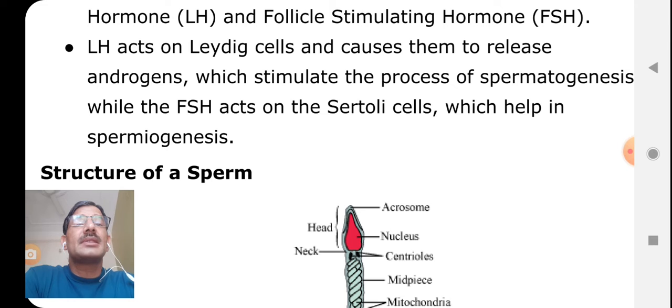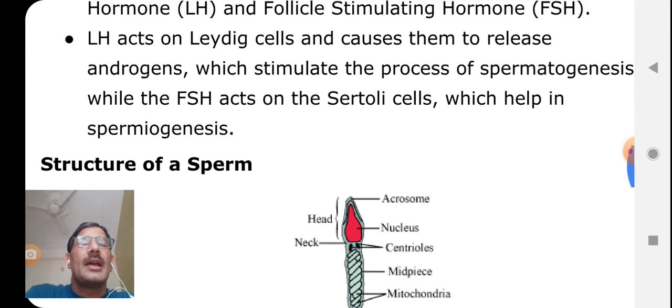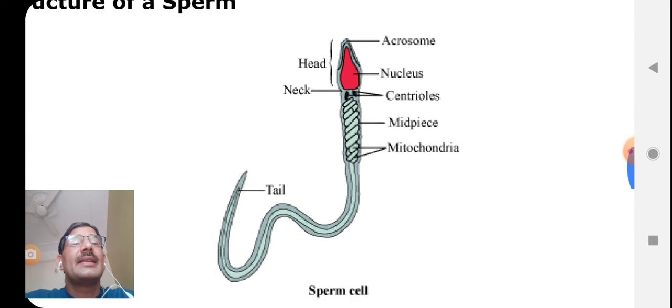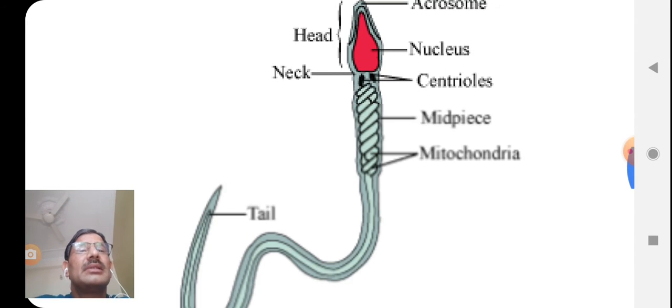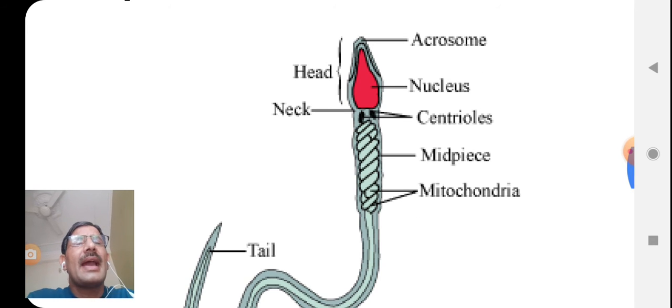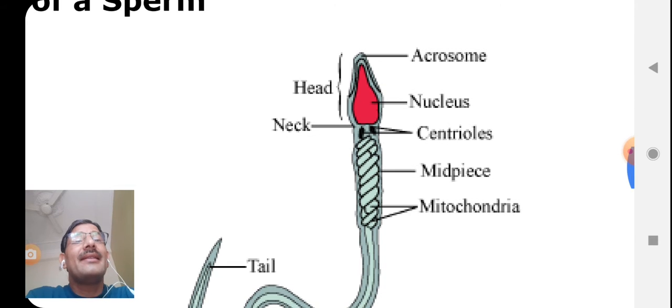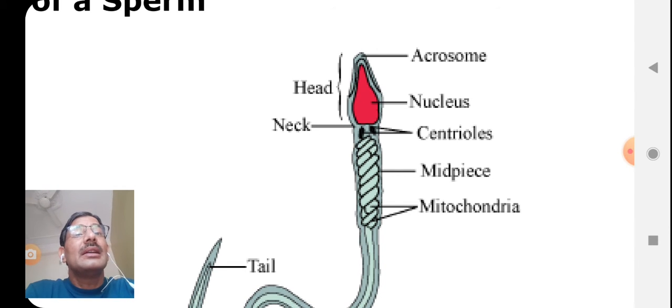Spermiogenesis means conversion of spermatid into mature sperm. Now we see the structure of mature sperm. It has 4 parts: head, then neck, then middle piece and tail. Head region at the tip has specialized enzymes filled in the acrosome.